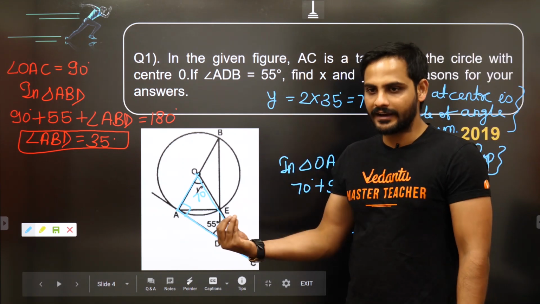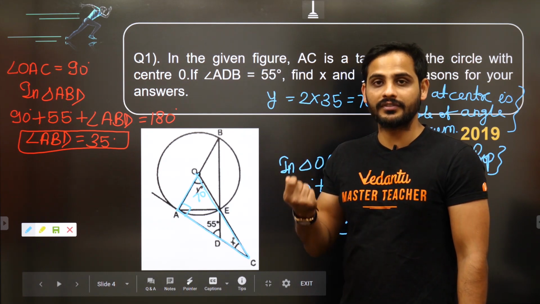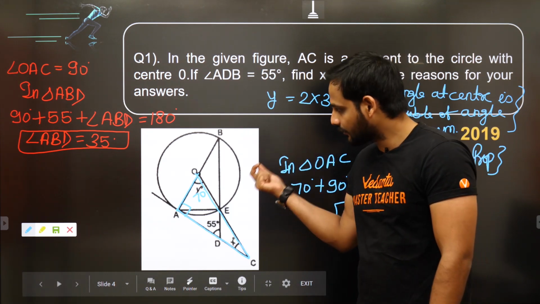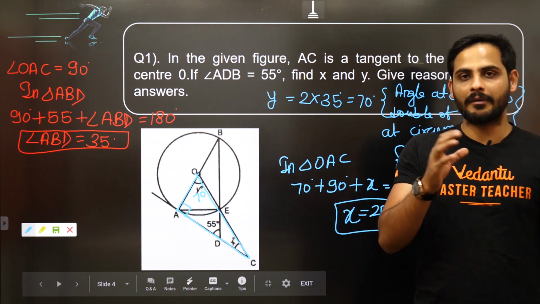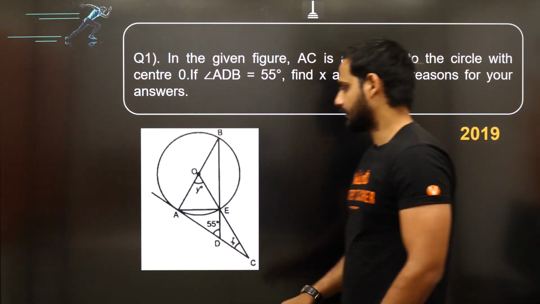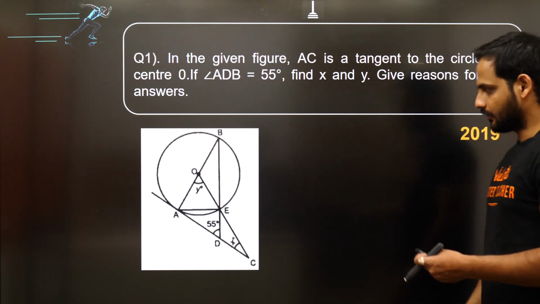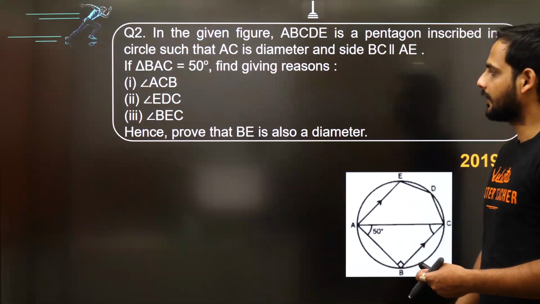if you look at the diagram carefully, if you remember all the properties, if you remember all the theorems, then beta, I'm telling you, this is going to be very easy. The main thing is getting all the properties, remembering all the theorems. That will help you a lot. So the correct answer is x is equal to 20, y is equal to 70. Let's move to the next question.